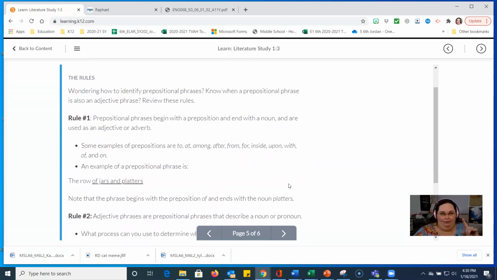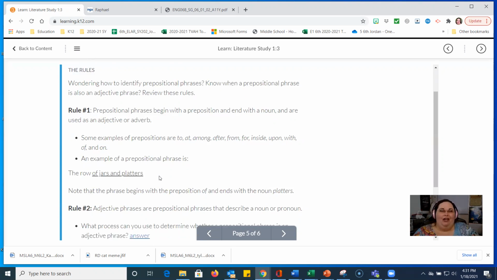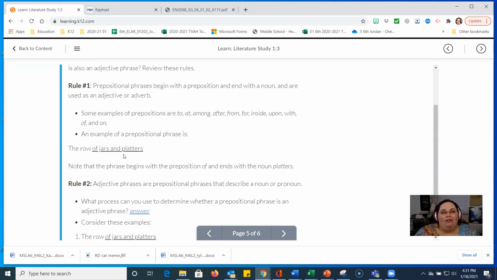The rules. All right. Wondering how to identify prepositional phrases? Know when a prepositional phrase is also an adjective phrase? Review these rules. Rule number 1. Prepositional phrases begin with a preposition and they end with a noun and are used as an adjective or adverb. Some examples of prepositions are to, at, among, after, from, for, inside, upon, with, of, and on. An example of a prepositional phrase is of jars and platters.